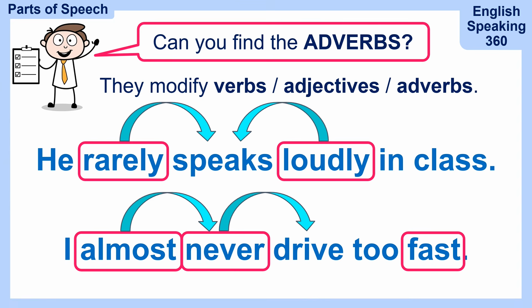We have another one. Fast. I drive fast. How do I drive? Fast. So fast is modifying drive. But wait, we have one more. Too fast. So too modifies fast. I drive fast is not so bad. I drive too fast is very bad. So too modifies the adverb fast.